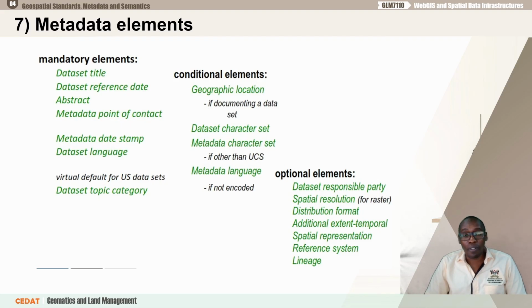So here is an example of elements that spatial data should always have. So we have the mandatory elements. Any dataset should have a dataset title. It should have a dataset reference date, when was this data collected, and some small abstract to define the dataset, and then tell us who compiled the metadata, as well as what is his contact, when was this data compiled, in what language.